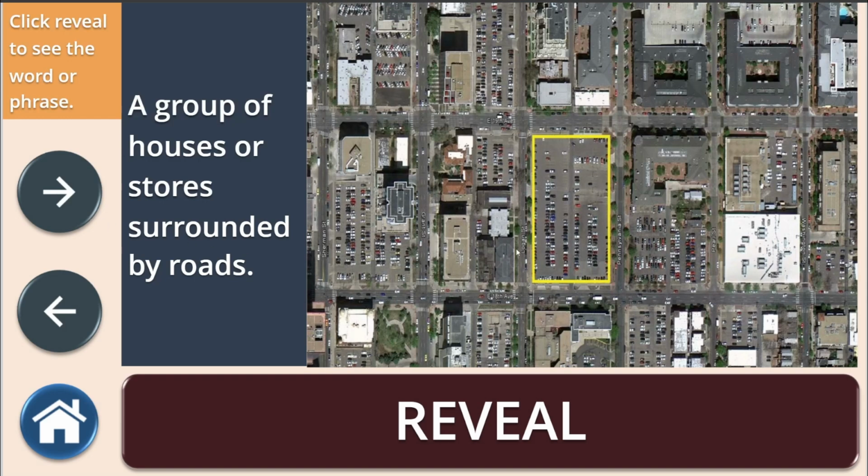After that, we see a group of houses or stores surrounded by roads. And this is called a block. So it's very common to measure how far we're walking this way. We say go 2 blocks to the next intersection, turn right.